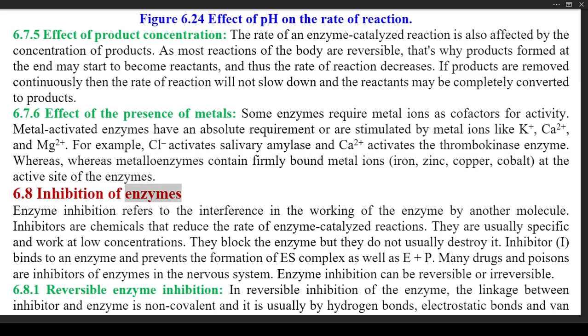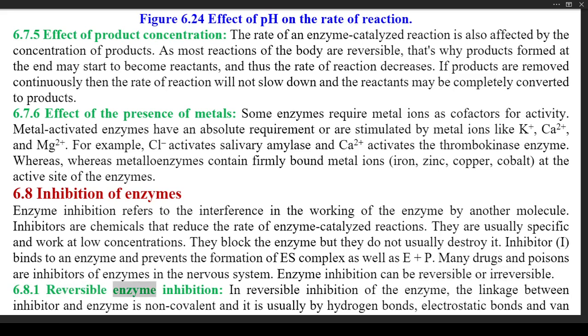6.8 Inhibition of enzymes. Enzyme inhibition refers to the interference in the working of the enzyme by another molecule. Inhibitors are chemicals that reduce the rate of enzyme-catalyzed reactions. They are usually specific and work at low concentrations. They block the enzyme but do not usually destroy it. Inhibitor, I, binds to an enzyme and prevents the formation of the ES complex as well as E plus P. Many drugs and poisons are inhibitors of enzymes in the nervous system. Enzyme inhibition can be reversible or irreversible.